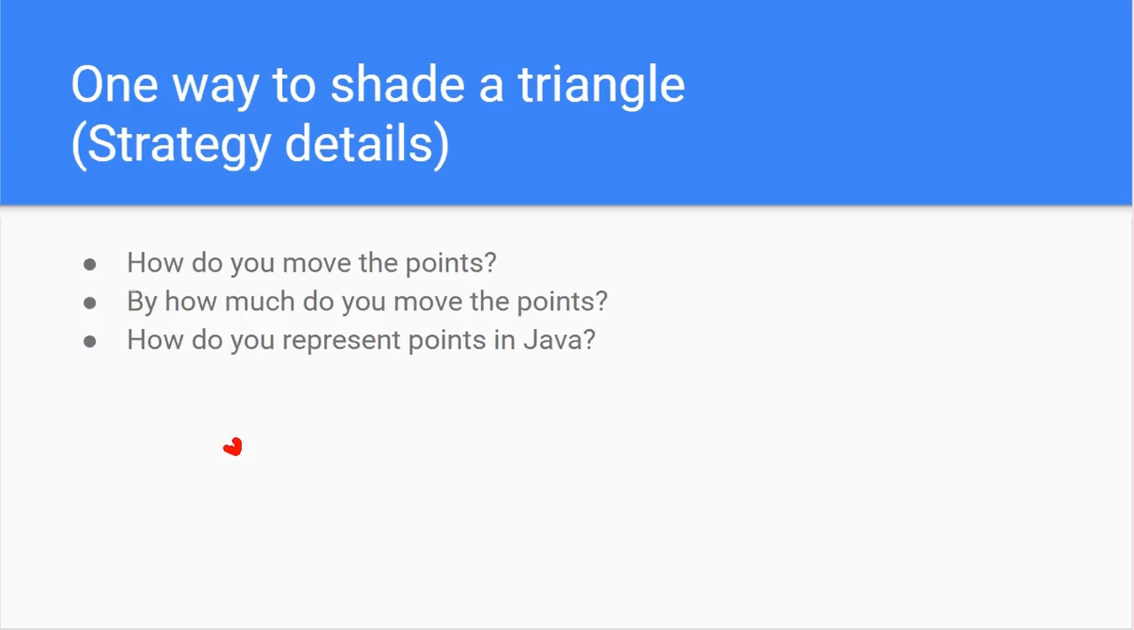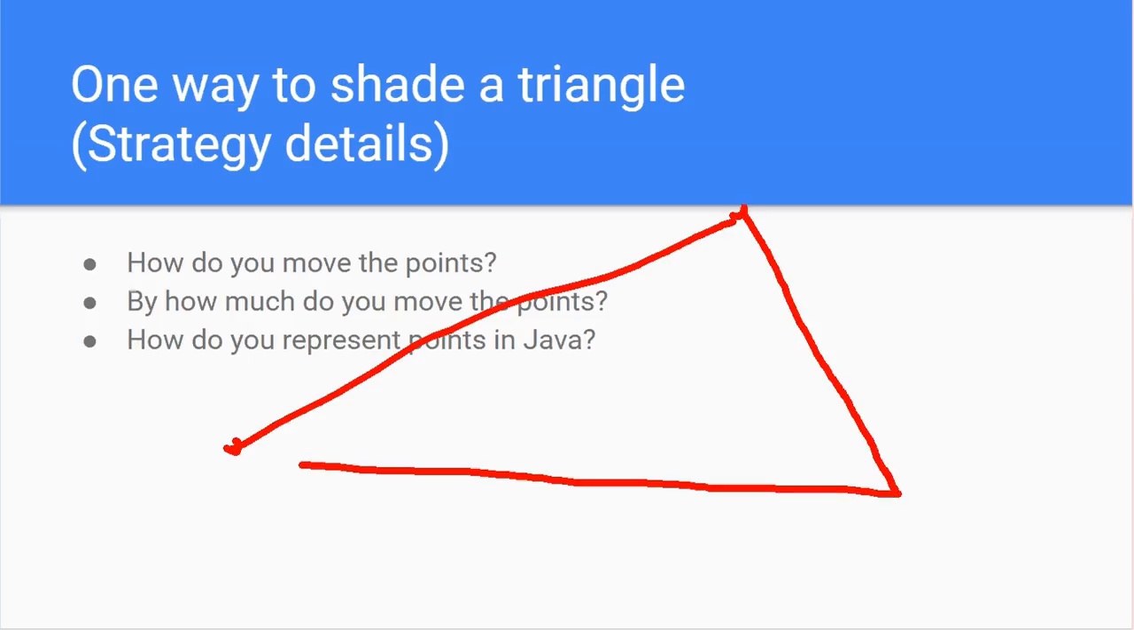So let me go ahead and draw our triangle. There's a good one actually. Again, vertex 1, vertex 2, vertex 3. Doesn't really matter how you label them because they're always going to be in a clockwise order. But how do you actually take a point and move it inward? Well, here's one possibility. The first question is, how did you represent your vertices?